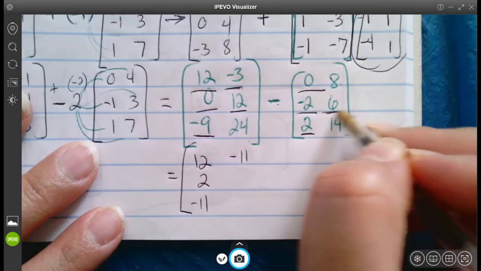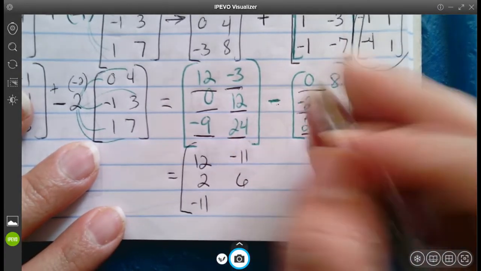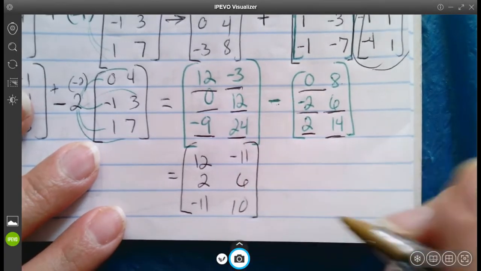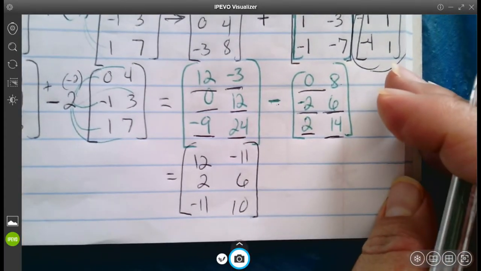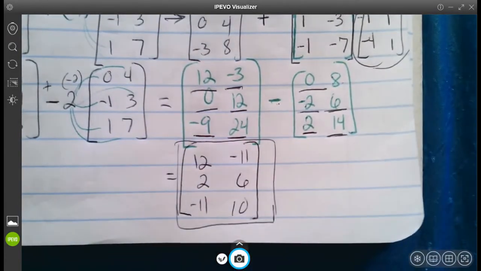12 minus 6 is positive 6. And then 24 minus 14 is 10. Okay. And this should be our answer. Go ahead and check the math. Make sure it works. Moving on.